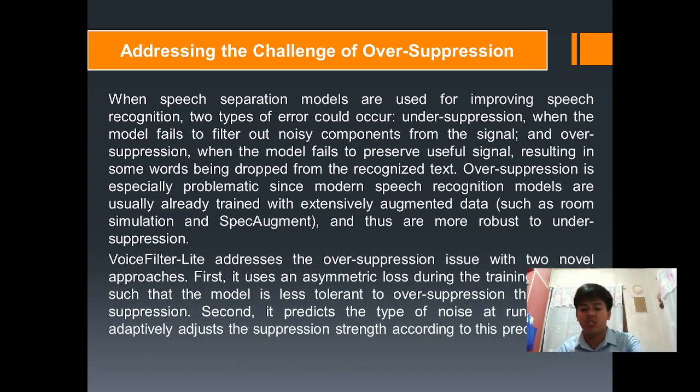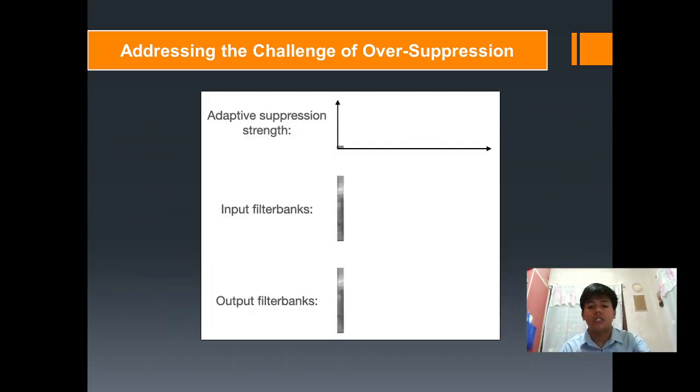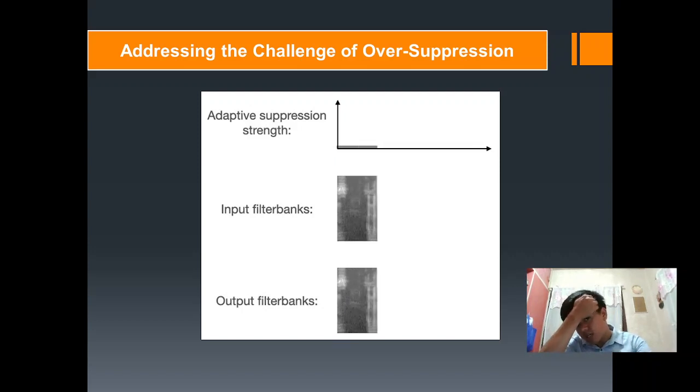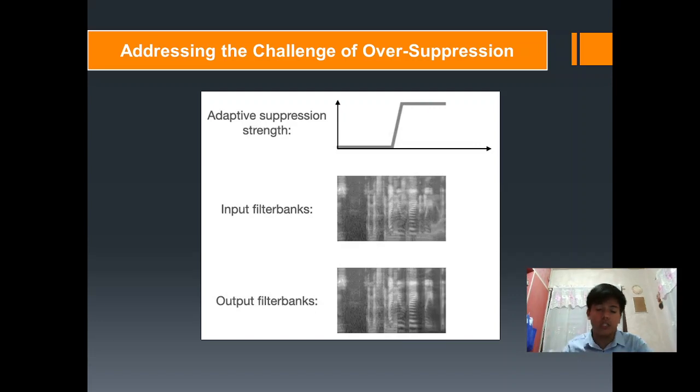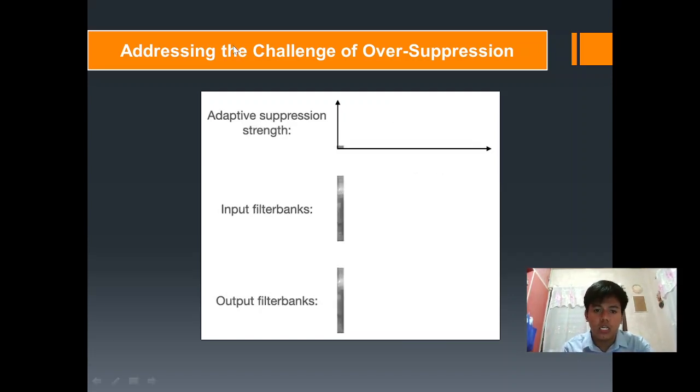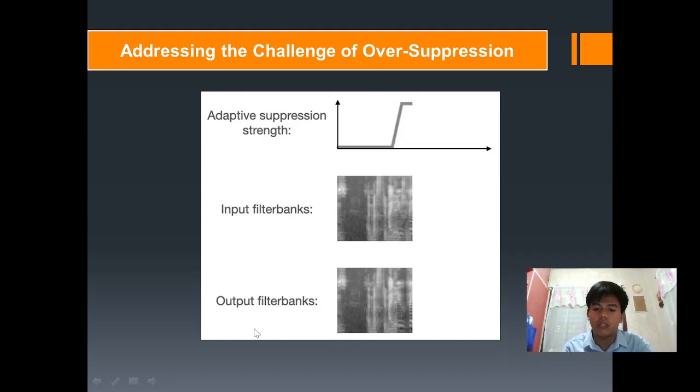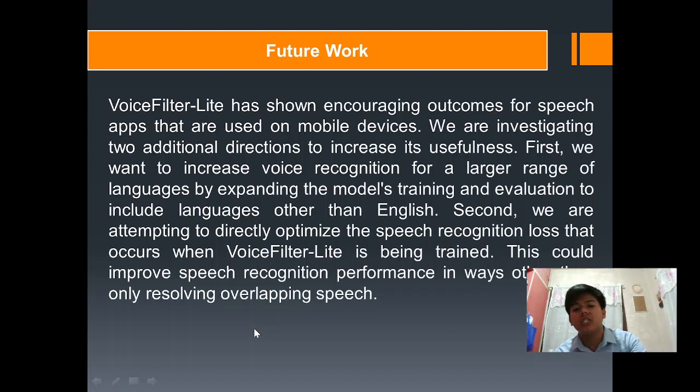Next, this is the image of how VoiceFilter-Lite adaptively applies stronger suppression strength when overlapping speech is detected. It shows the adaptive suppression strength, input filter blanks, and output filter blanks. So, this is the future work.